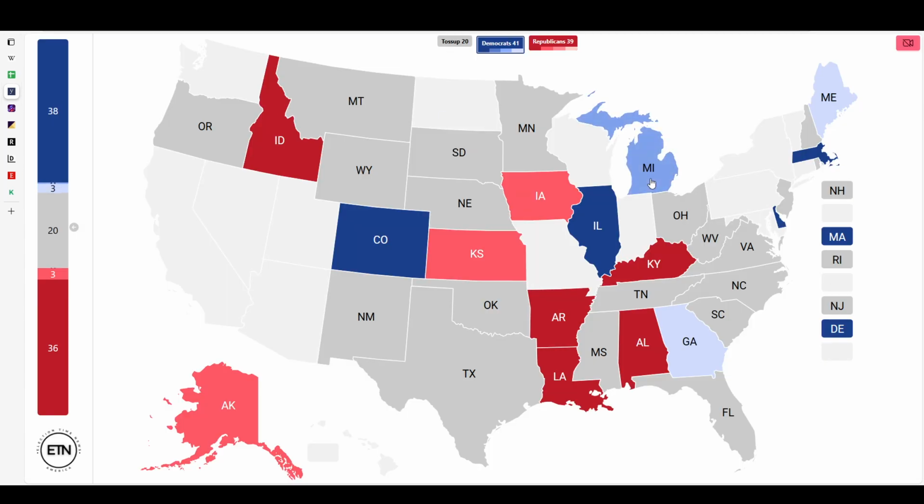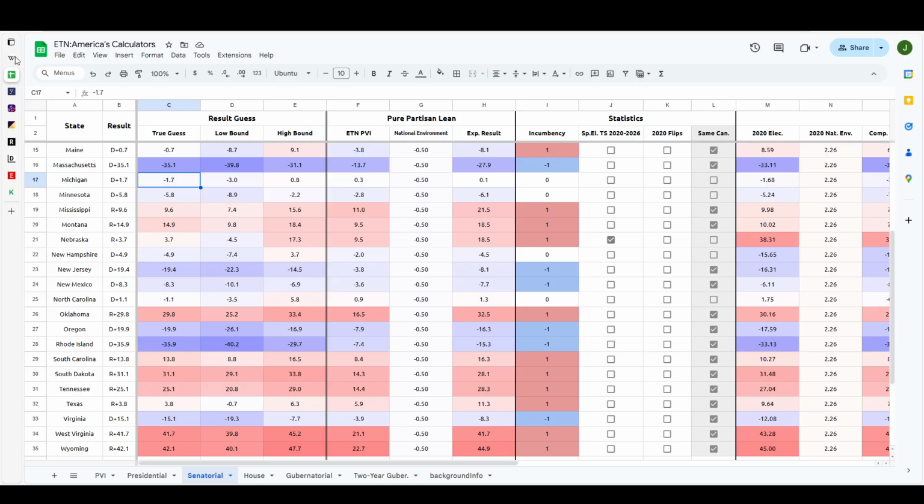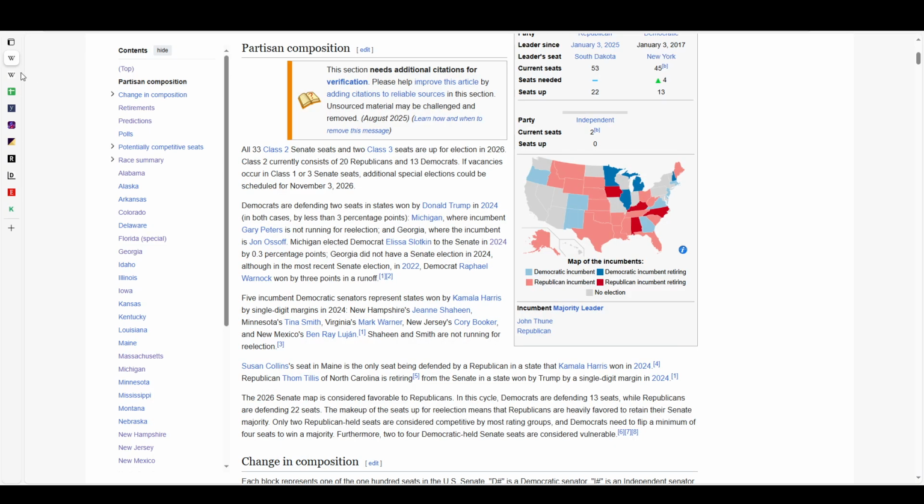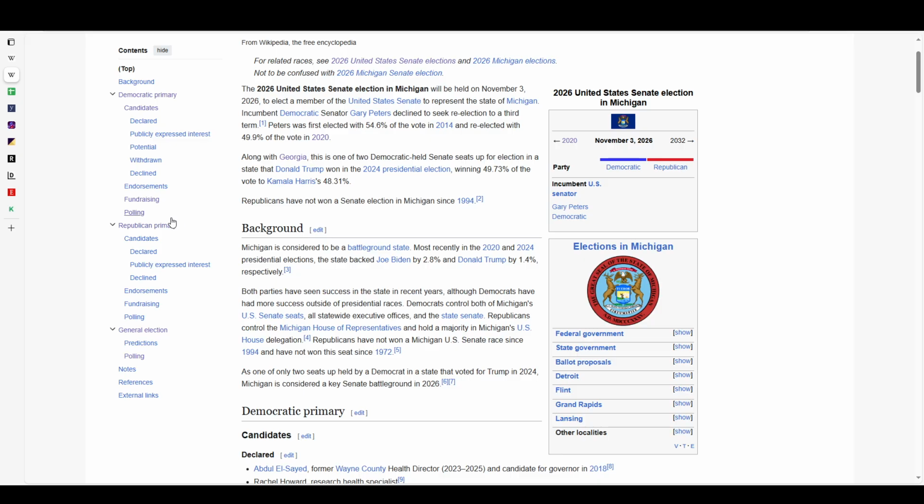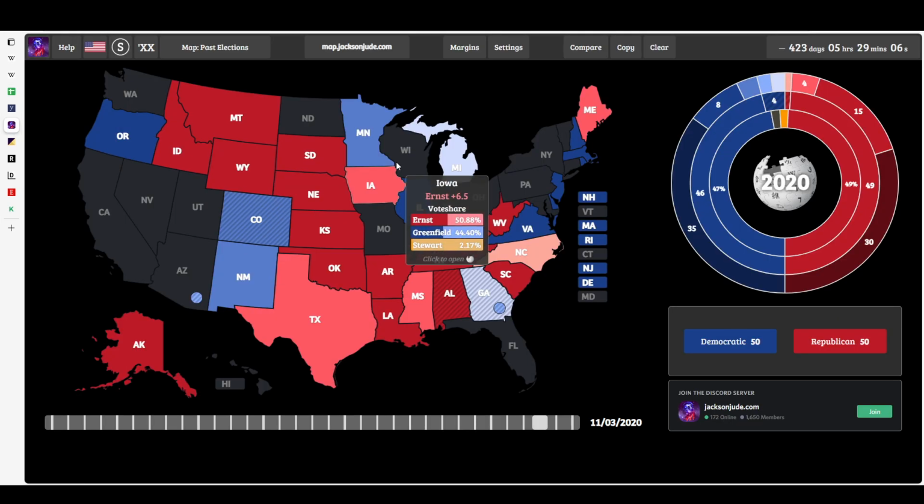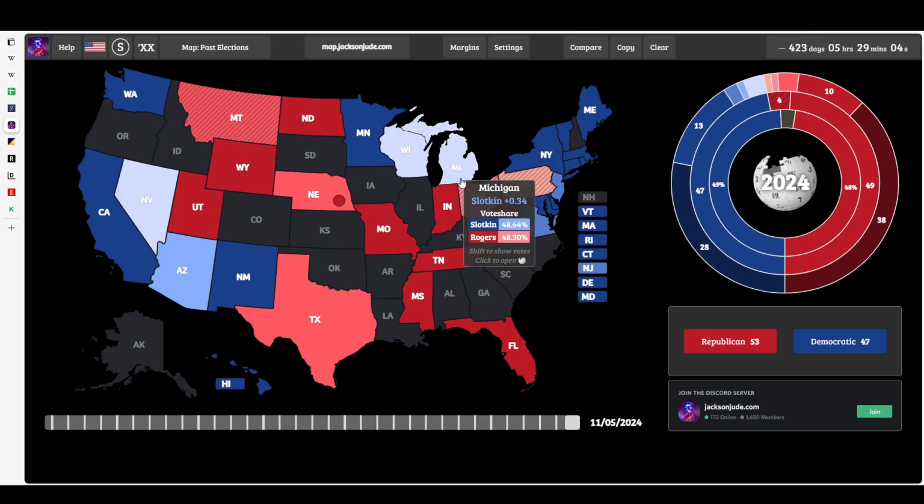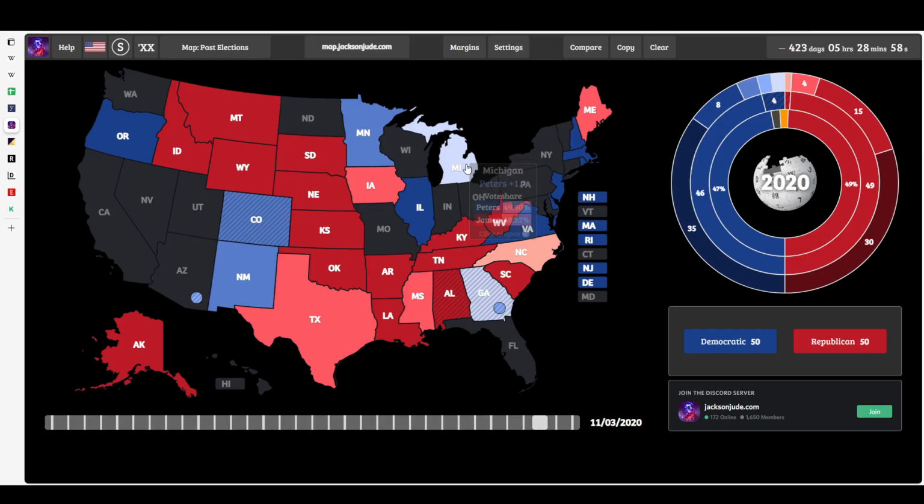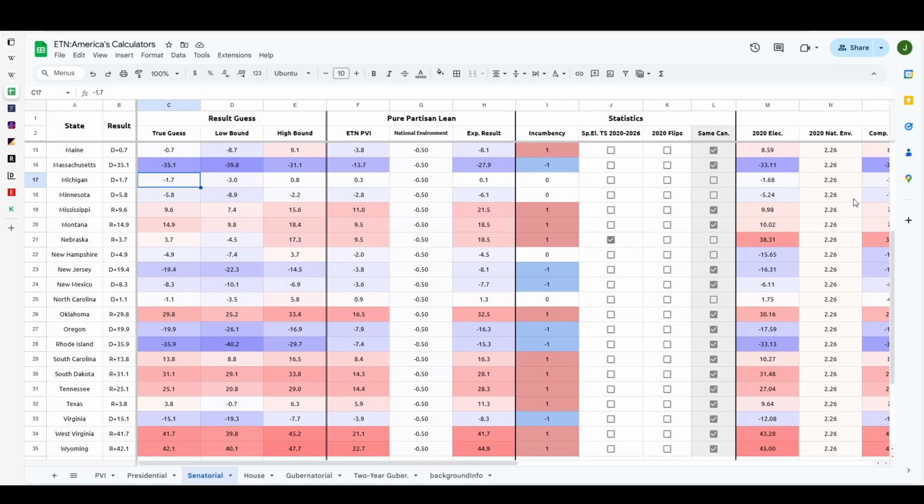Michigan, 1.7%. This is going to be another very competitive race, one that's going to be watched all cycle long. Gary Peters is retiring, so now Republicans are going to be running Mike Rogers, the exact same candidate that definitely gave Elissa Slotkin a run for her money. She only won by a third of a point in 2024. She was a very strong candidate. So that's definitely going to be a potential concern for the Democrats.